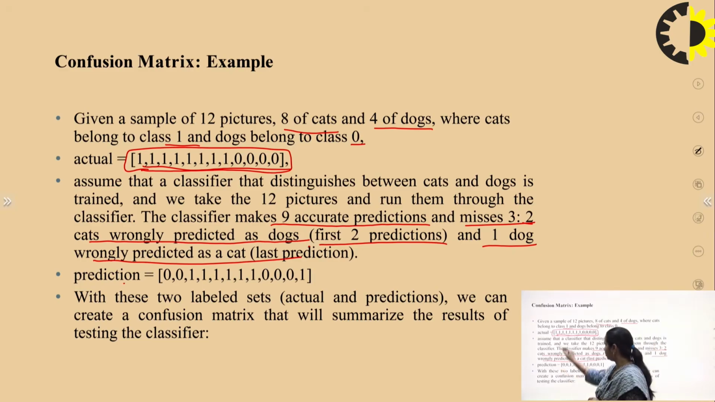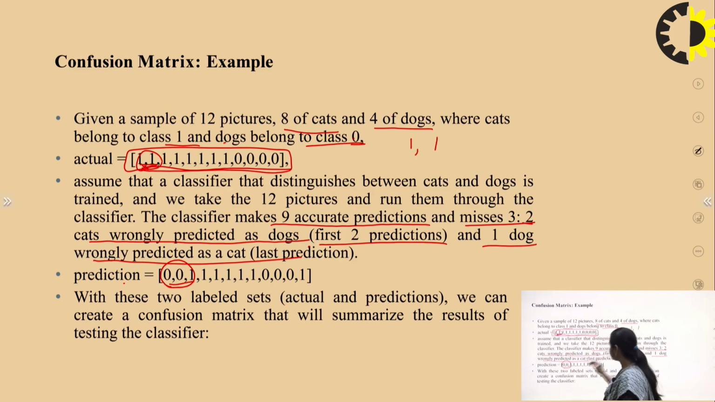So the actual value is this, and the prediction value, since we have considered dogs as class 0. But here in the actual data it is 1 and 1. So 1 is the first value, 1 is the second value.